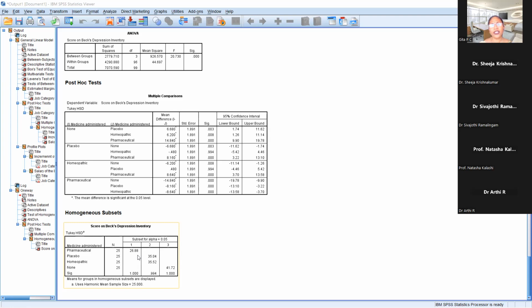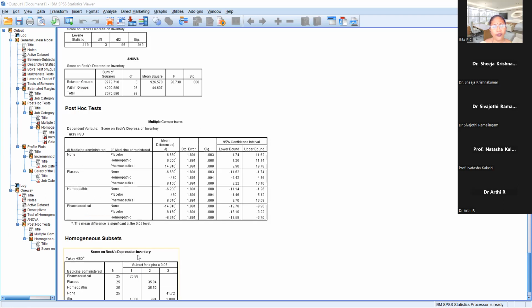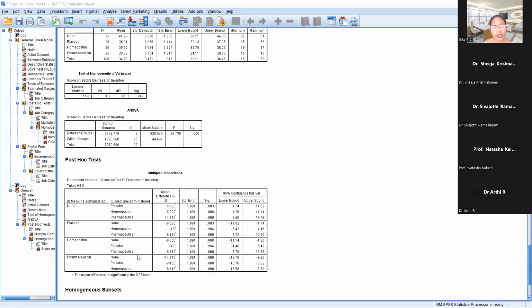Placebo and homeopathy seem to have a similar depression score. Now, when you are writing your interpretation, what are the values that are important? In your ANOVA table, the degrees of freedom between groups and within groups are important. The F value is important. The significance value is important. So these are the four values that you will have to write.